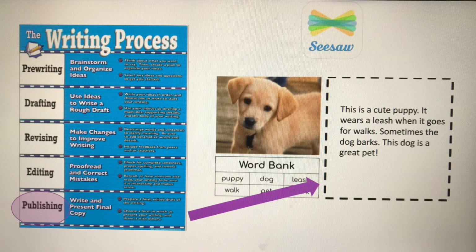What I want you to do is look at what you've been working on in your writing process. Remember, when you write it again on a new piece of paper, you want to make sure that you use all the corrections that you made and the more details you added. Go ahead and do that now.